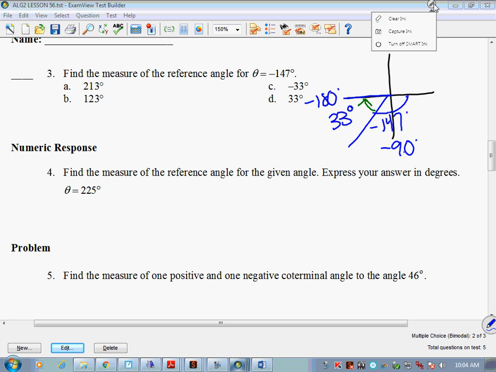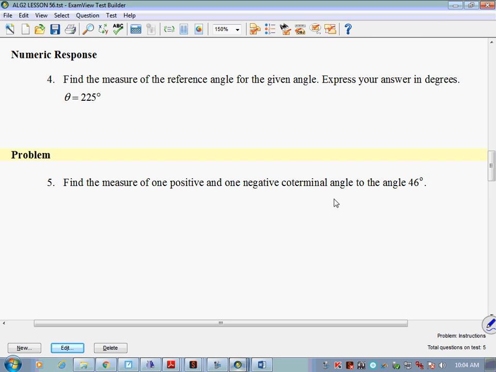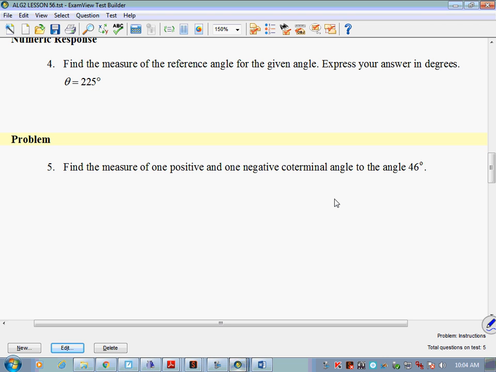All right, let's erase that one. Hopefully we can get through all of these. I think there's only about 5 questions. So, all right, find the measure of the reference angle for the given angle. Express your answer in degrees. Reference angle again.